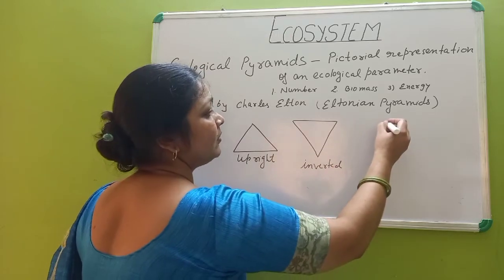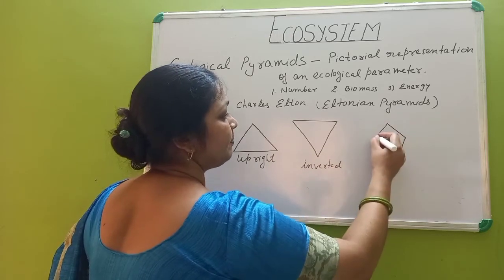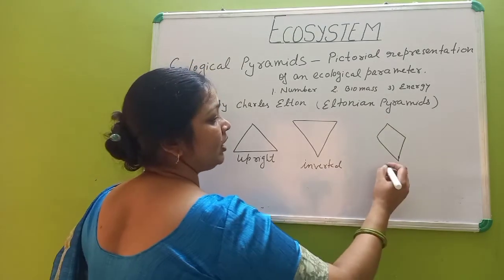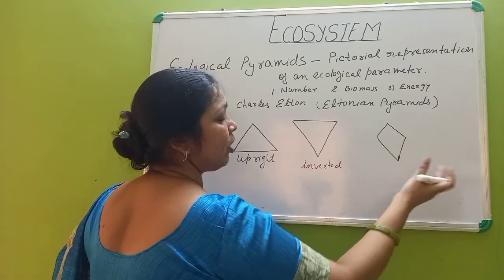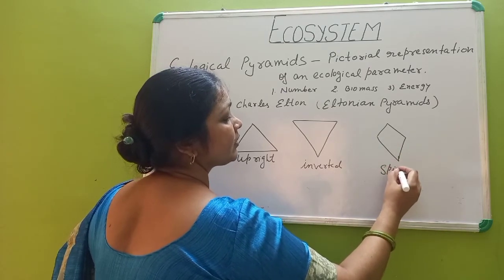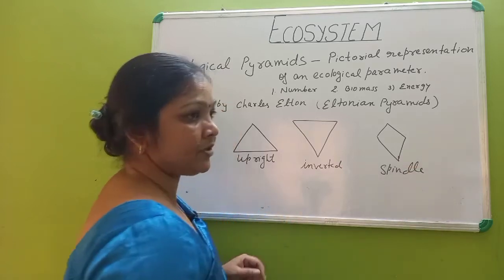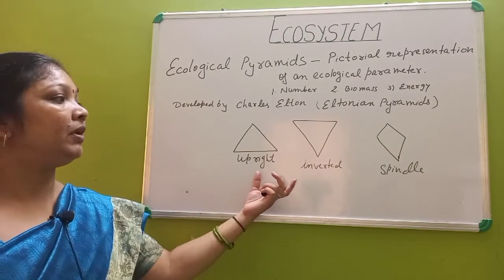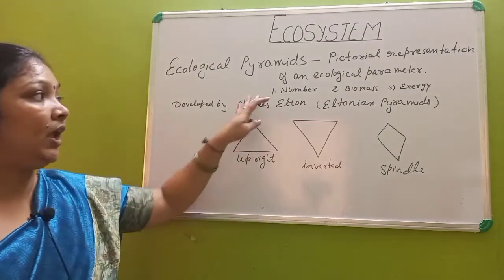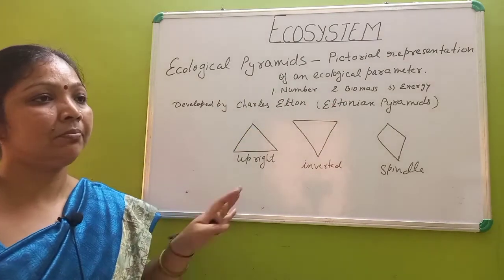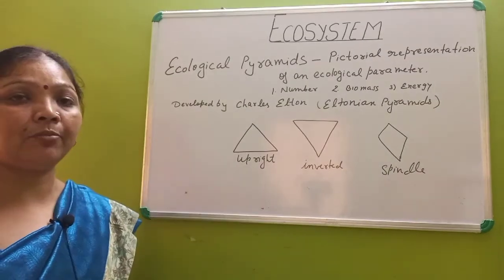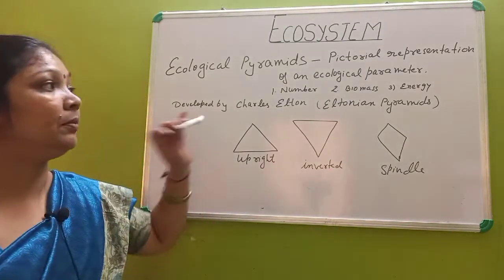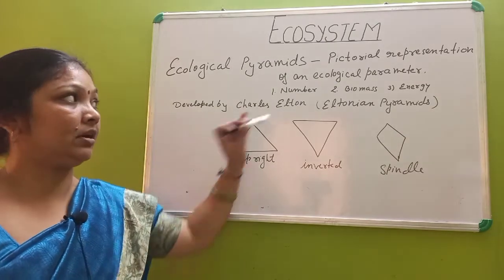And sometimes the pyramid is of spindle shape, meaning the base is pointed, the upper end is pointed, and the middle portion is broader. So it is called a spindle pyramid. So these are the three pictorial representations of how pyramids are represented. Now we'll take all these pyramids one by one and also study them with the help of examples. So first we're going to take the pyramid of number.